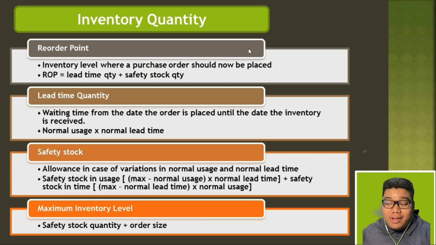Maximum inventory level actually is the safety stock quantity added to the order size. Why do we need the maximum inventory level? Actually, we need to consider the maximum inventory level in considering your costs in maintaining the inventory quantities. Now, let us answer this problem.